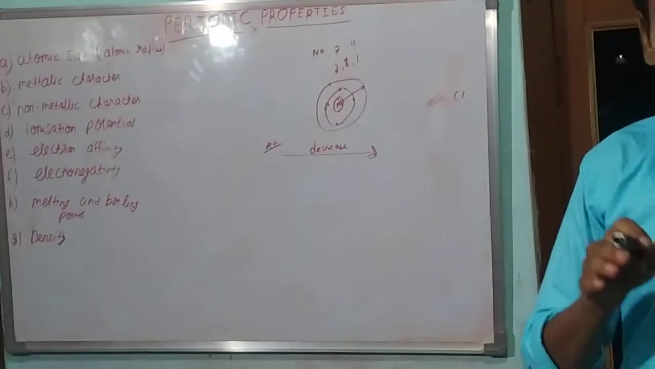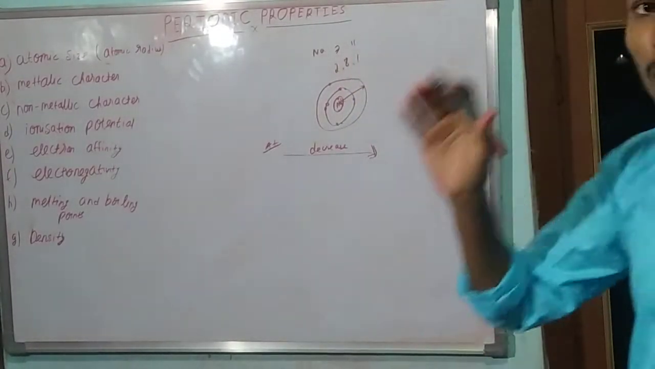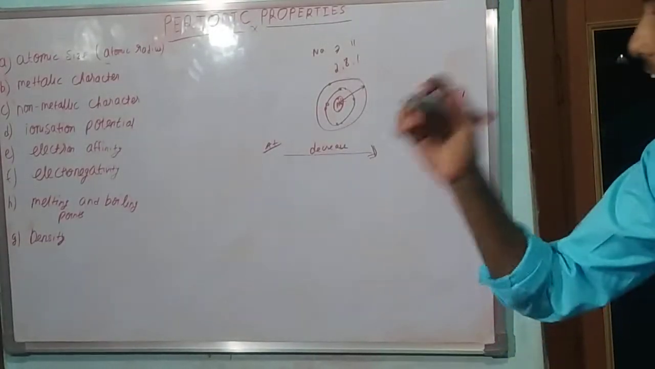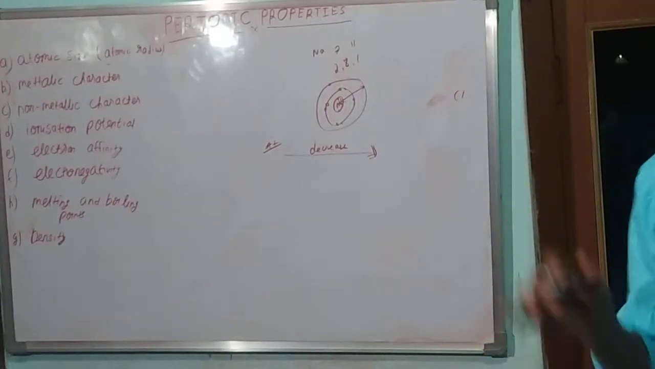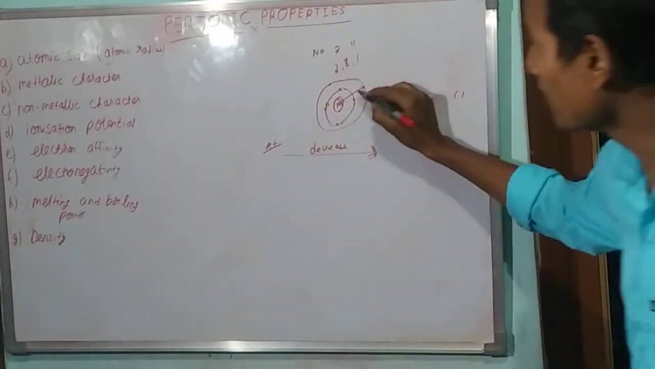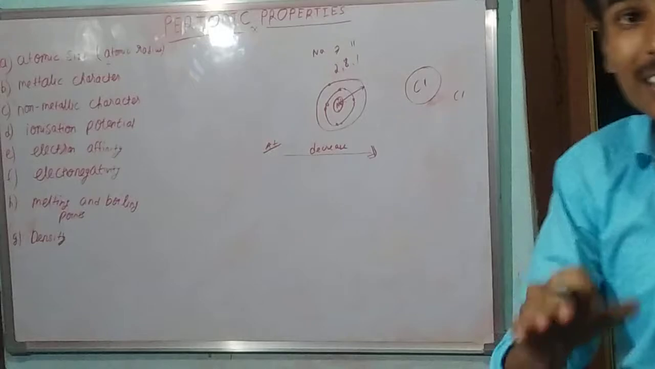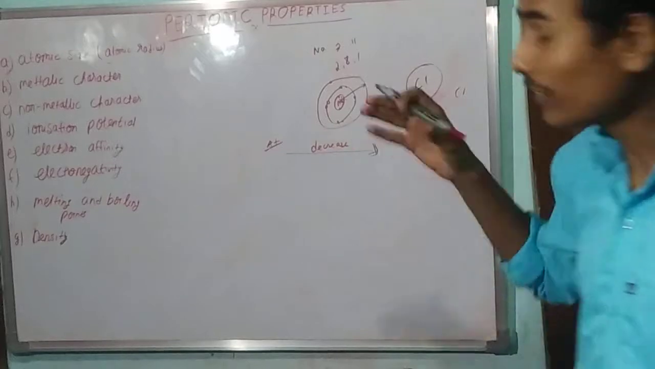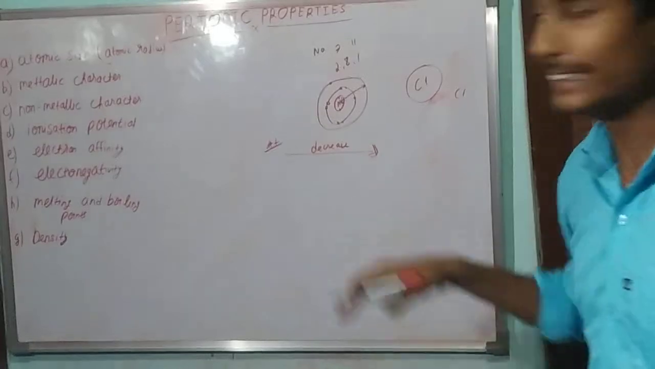Because the nuclear charge increases, and the number of valence electrons across a period increases. So the nuclear charge increases, and the nucleus exerts more force on the outermost shell. We can take chlorine. As chlorine has 7 electrons in the outermost shell, the nucleus exerts more nuclear force on the outermost shell. That's why the atomic size across a period decreases.